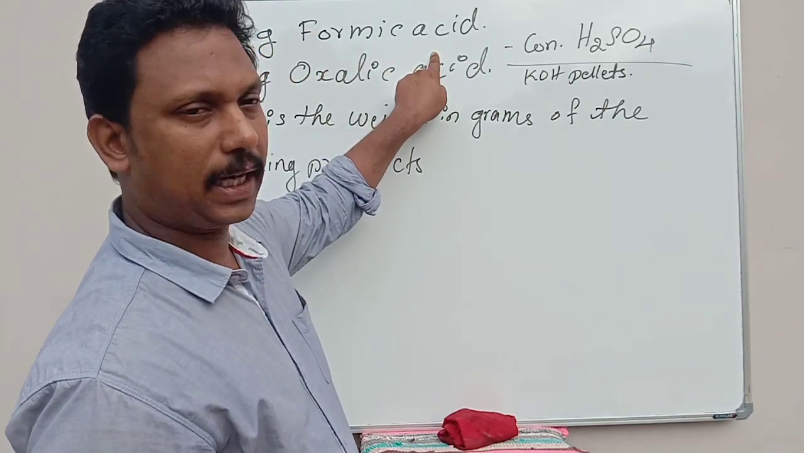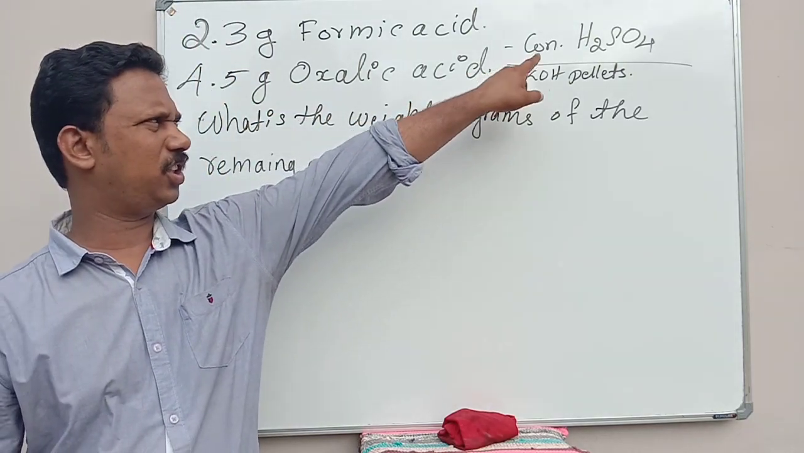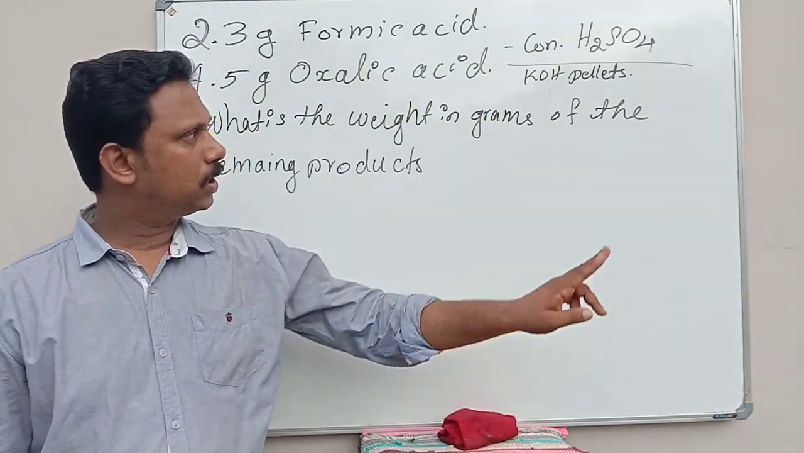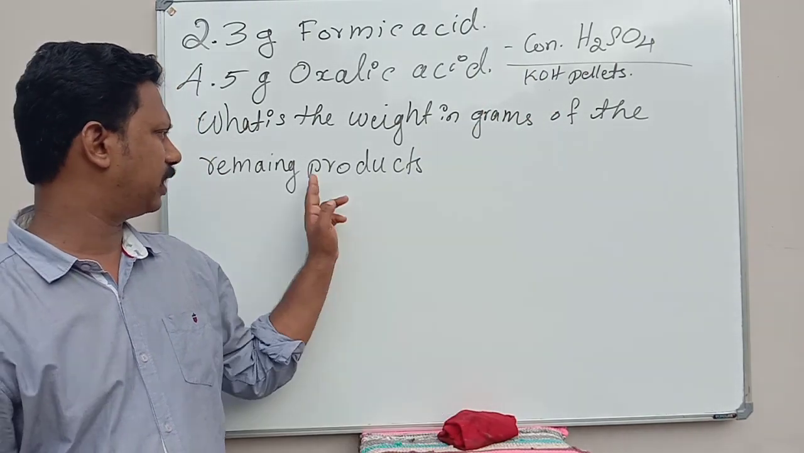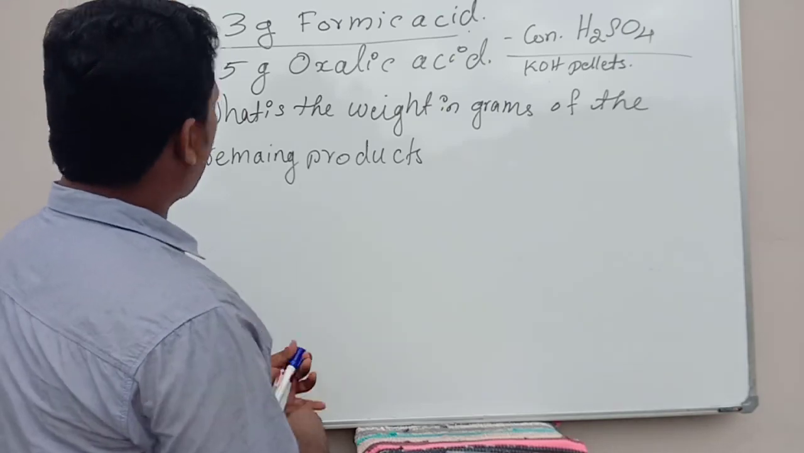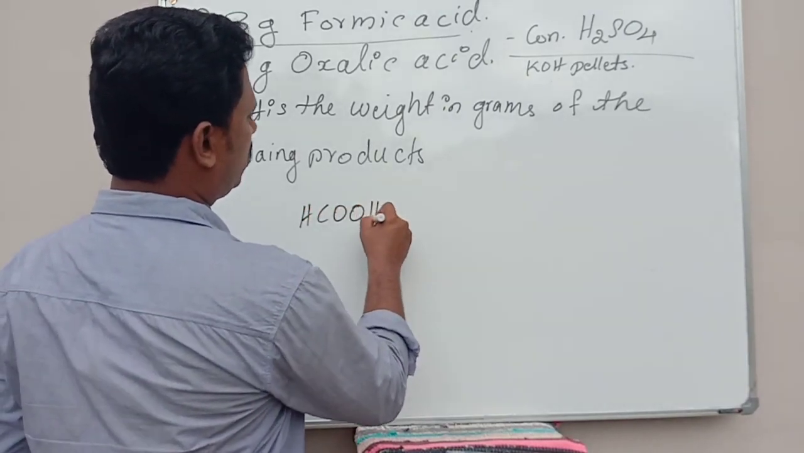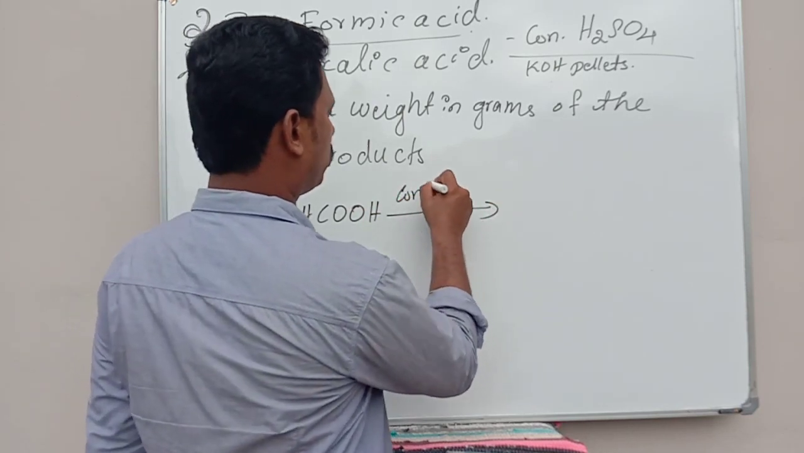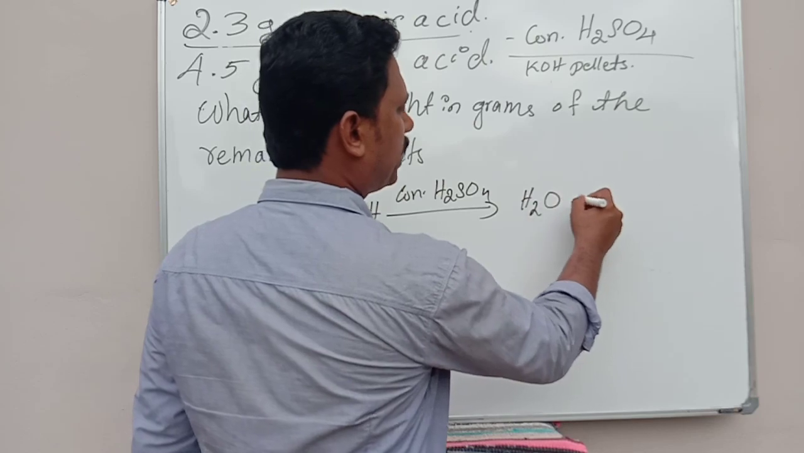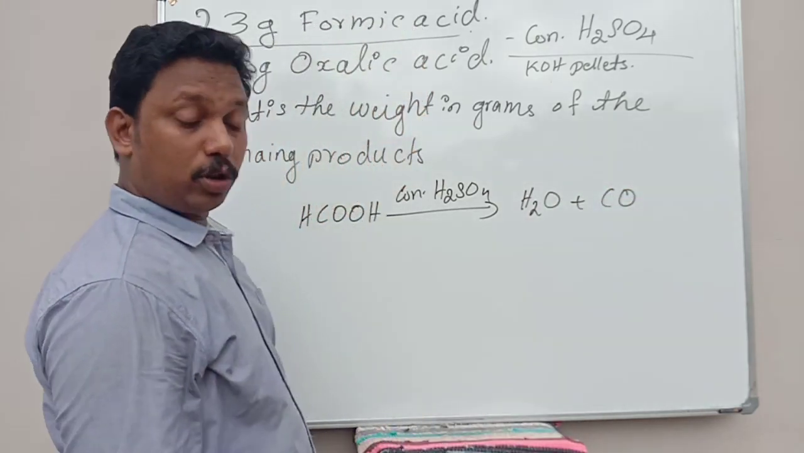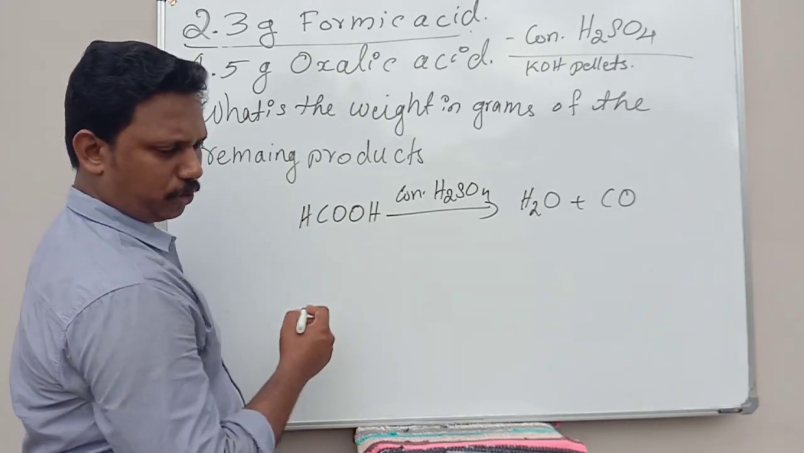2.3 gram of formic acid and 4.5 gram of oxalic acid are treated with concentrated H2SO4. The products are then passed through KOH pellets. What is the weight in grams of the remaining products? The reaction for formic acid is a little bit different. HCOOH with the concentrated H2SO4 forms H2O plus CO. No CO2, so you have to find the ratio. It's already balanced.